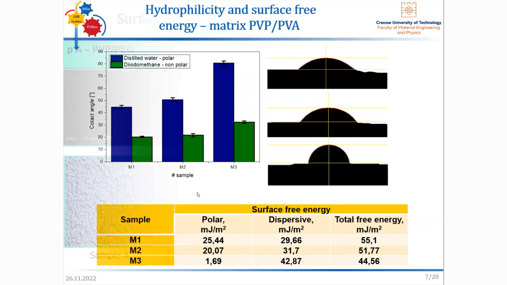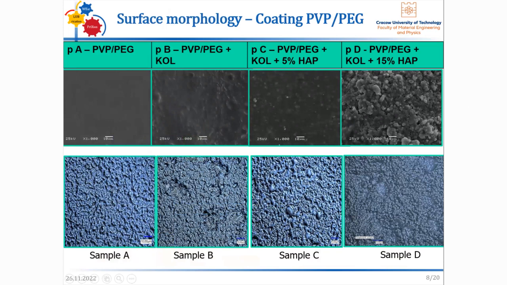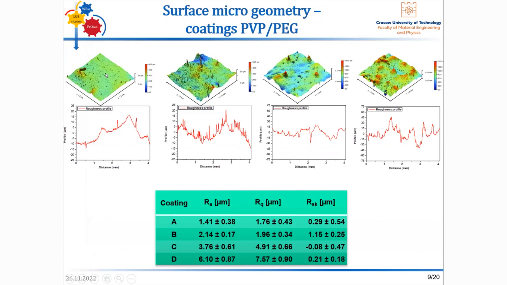Now I will tell you more about the surface morphology of the PVOP PEG coatings. Here we have a pure polymer, sample A. Sample B is modified with collagen. Sample C is modified with collagen and 5% of hydroxyapatite. And the roughest surface is the one that contains 15% of hydroxyapatite. It can also be shown on this roughness profile that the microgeometry is changing.